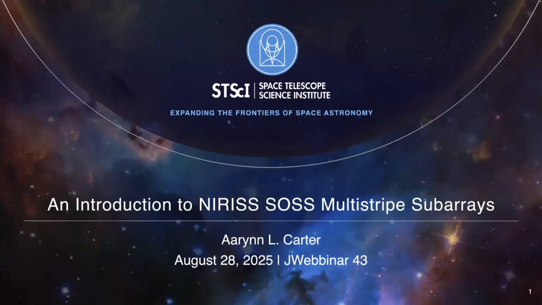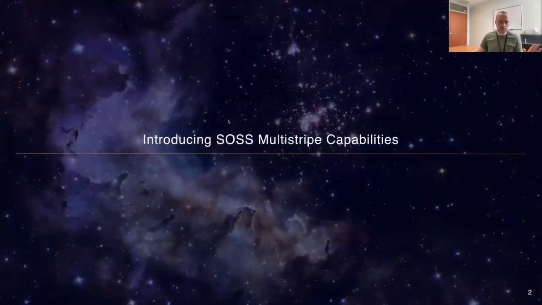I'll start off by going through a bit of an introduction for SOSS and SOSS Multistripe. Some of this might be familiar to some of you, that's okay. Later on, we'll be going through APT and ETC specifically as well, so you can see how this all meshes into the proposal tools you have available to you for Cycle 5.